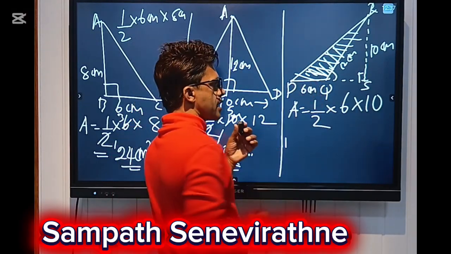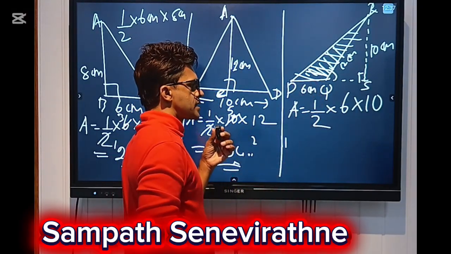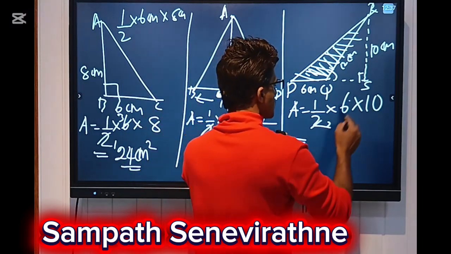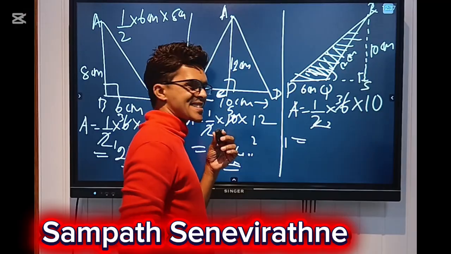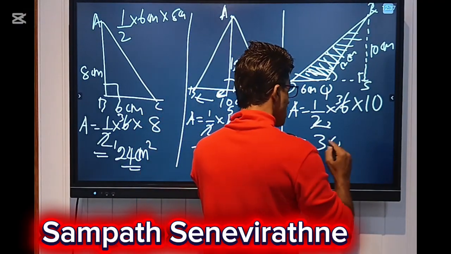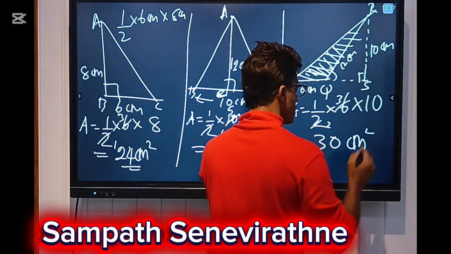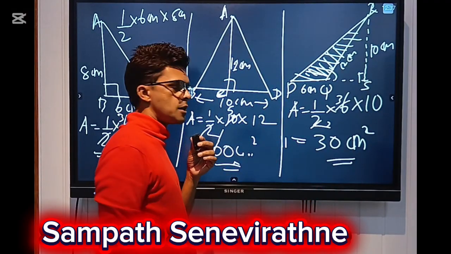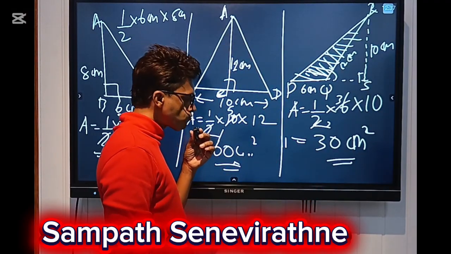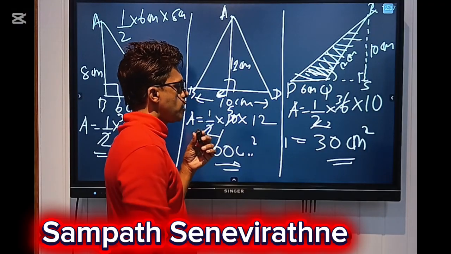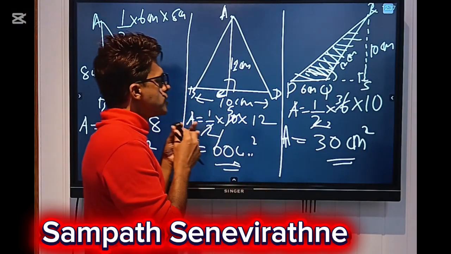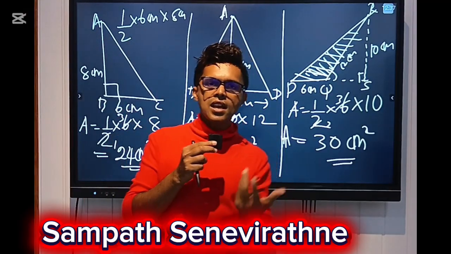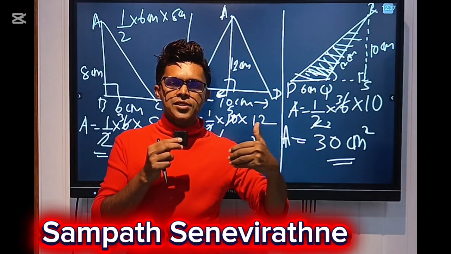So the base is 6 cm, the height is 10 cm. So 1 time and 3 times. 1 times 3 is 3, 3 times 10 is 30. 30 cm squared. Don't forget to write the units, otherwise you will lose 1 mark. So writing units is compulsory. So 30 cm squared is the area of this triangle. Okay, so this is the basic idea of finding the area of triangles.